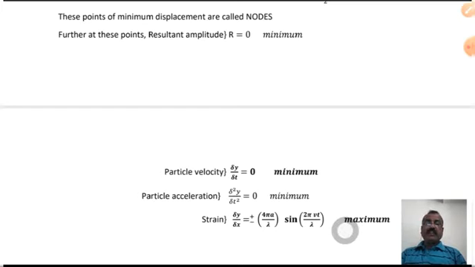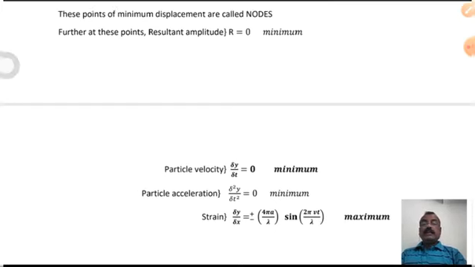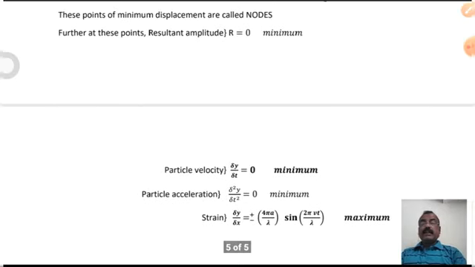Finally, we can compare the resultant amplitude, velocity, acceleration and strain at antinode and node. At antinode, resultant amplitude, particle velocity, acceleration are maximum, strain is minimum. At node, amplitude, velocity, acceleration of a particle are minimum, but strain is maximum. This is the inference which we have to write in examination.